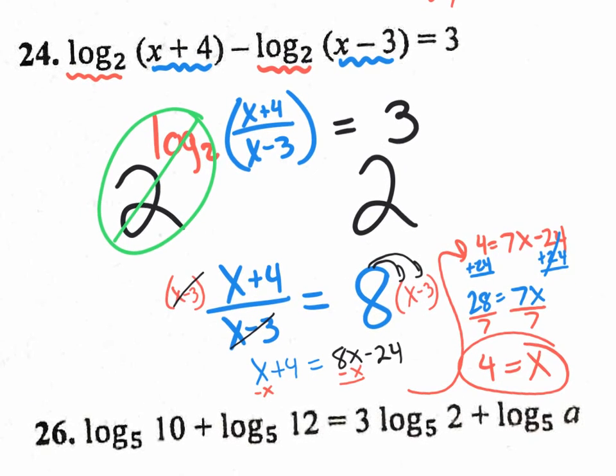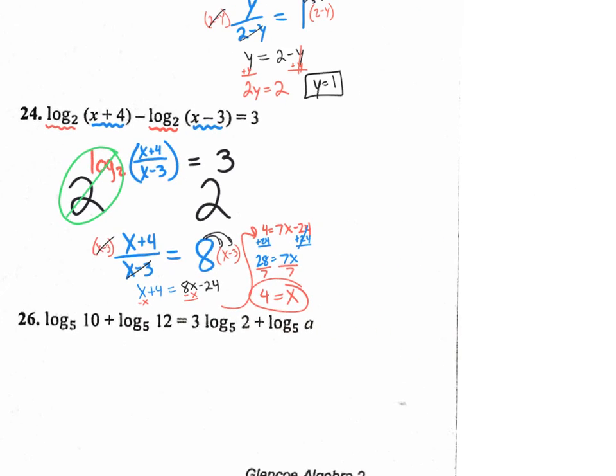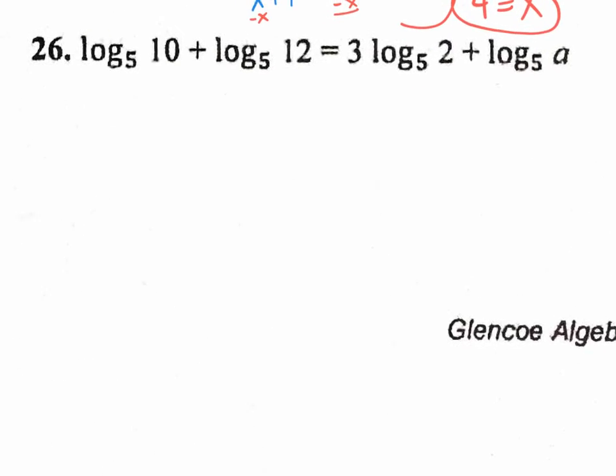It's a lot of work. And of course, just briefly check. If I plug in a 4 right here, do I end up with a negative? No. If I plug in a 4 right here, do I end up with a negative? No. So that's a good answer. X equals 4. Last question, 26.